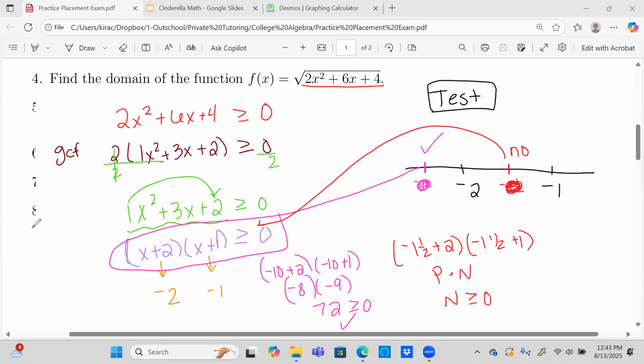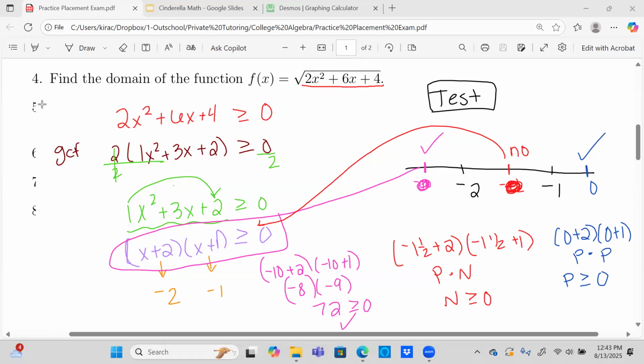Okay, pick your favorite number bigger than -1. So I'm going to pick 0 and put that into the purple step. 0 plus 2, well, that's positive. 0 plus 1, that's positive. A positive times a positive is a positive. Is a positive bigger or equal than 0? Yes. So our final answer is where we have the checks.